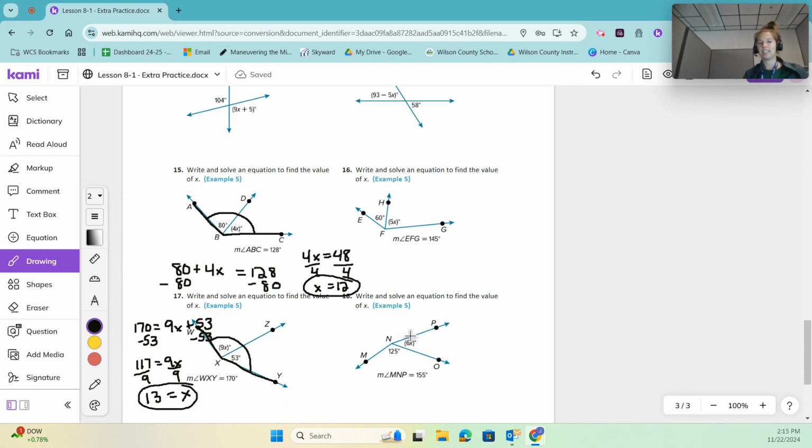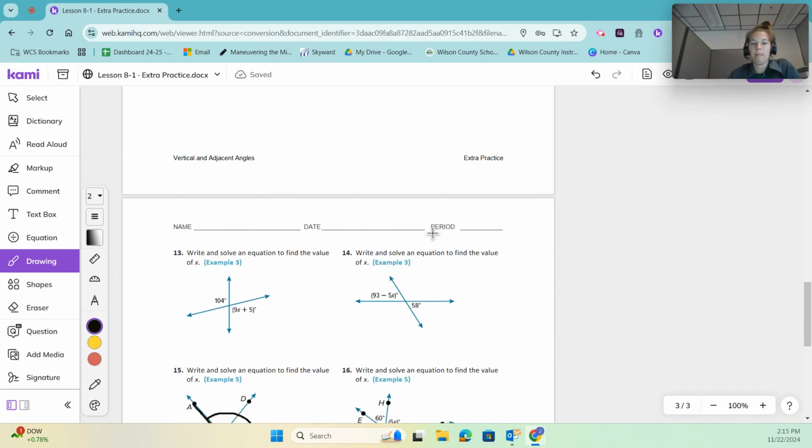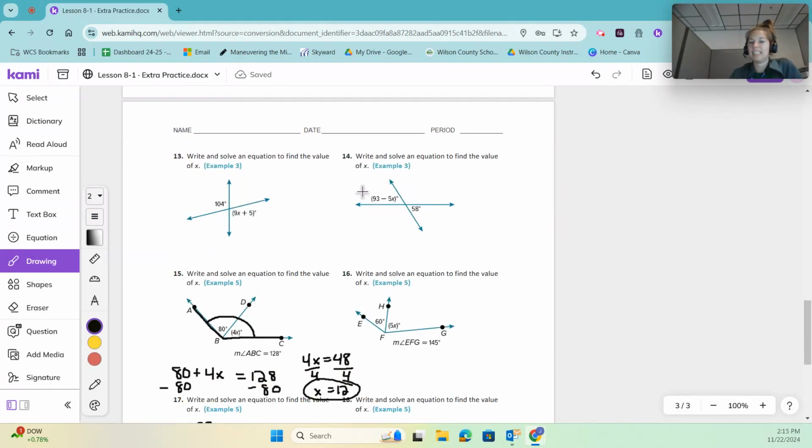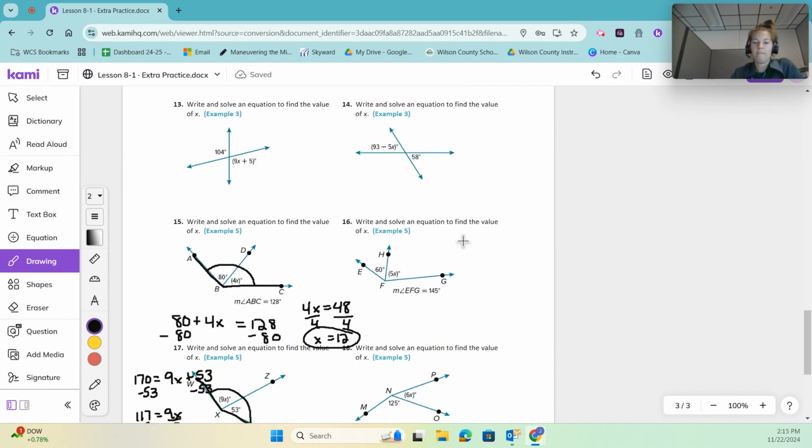You can try 16 and 18 there on your own, but this is how we use vertical and adjacent angles to solve. Remember, vertical angles are exactly equal, they're equivalent to one another, and adjacent angles are directly next to one another.